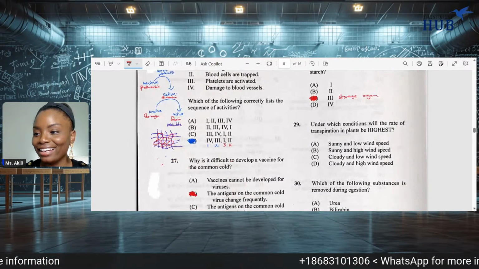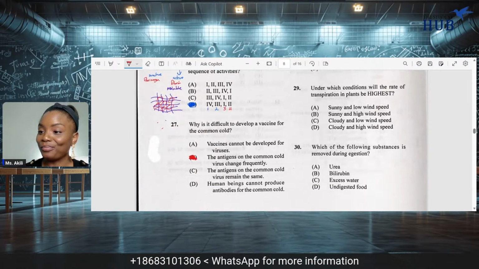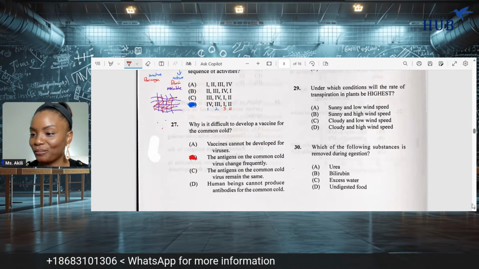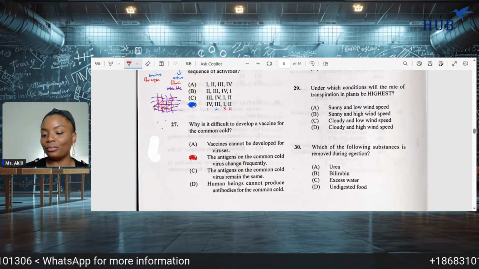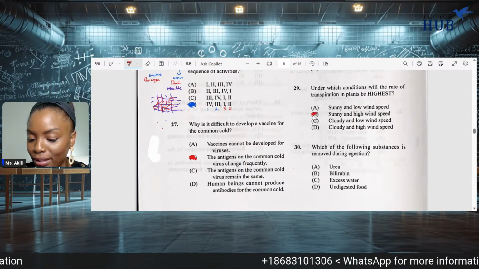If it falls in your garden, Jude, if it falls in your garden. So everyone's saying that transpiration will be highest in the sunny and high wind speed, right?